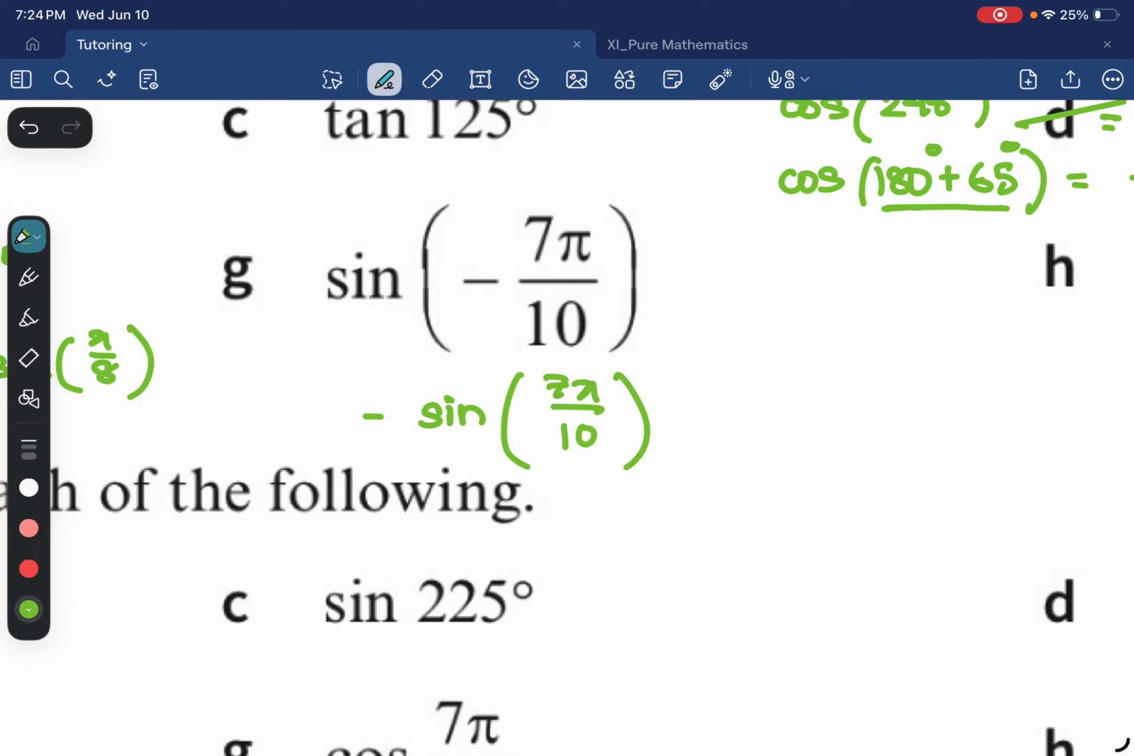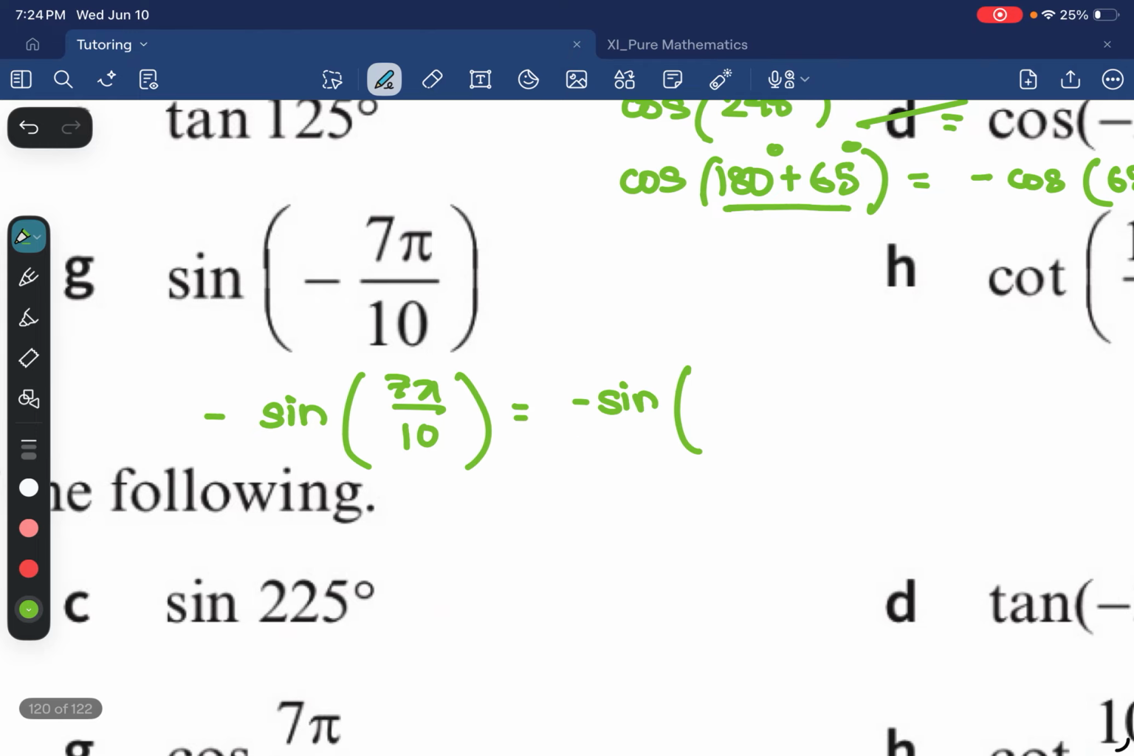Cosine was an even function, so negative doesn't matter. You just take the angle. But for sine, the negative comes outside. And you can write this as negative sine, in terms of pi, pi minus 3 pi by 10, where this is the acute angle. And pi is just 10 pi by 10 minus 3 pi by 10, which gives you 7 pi over 10.